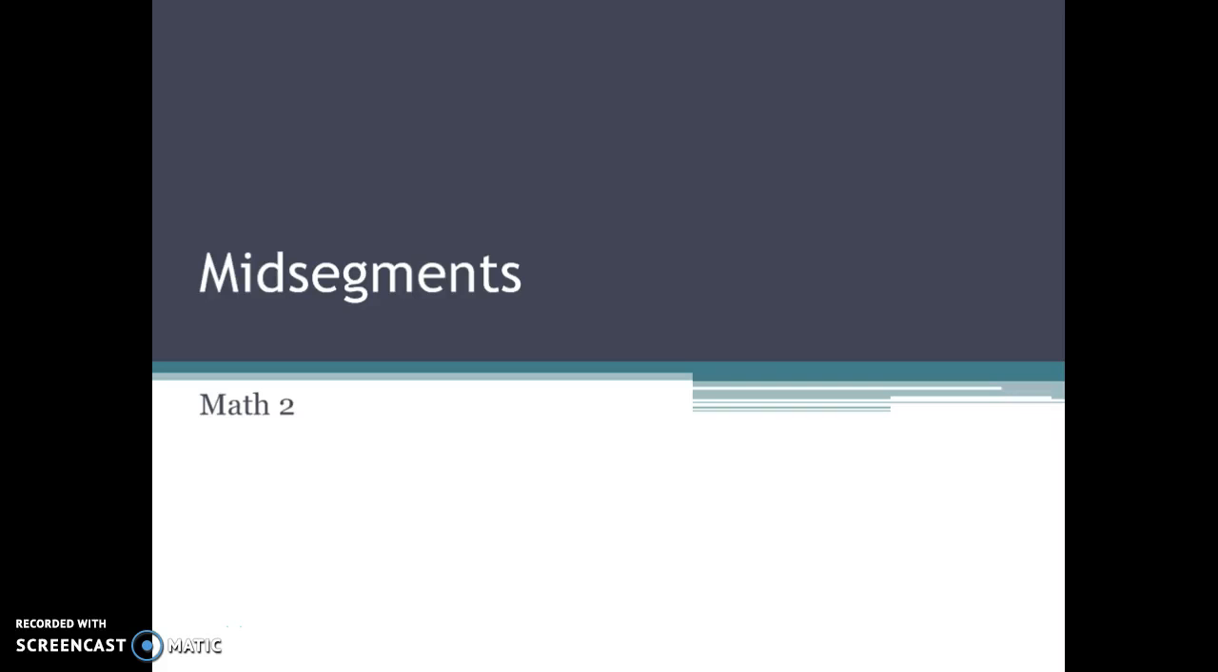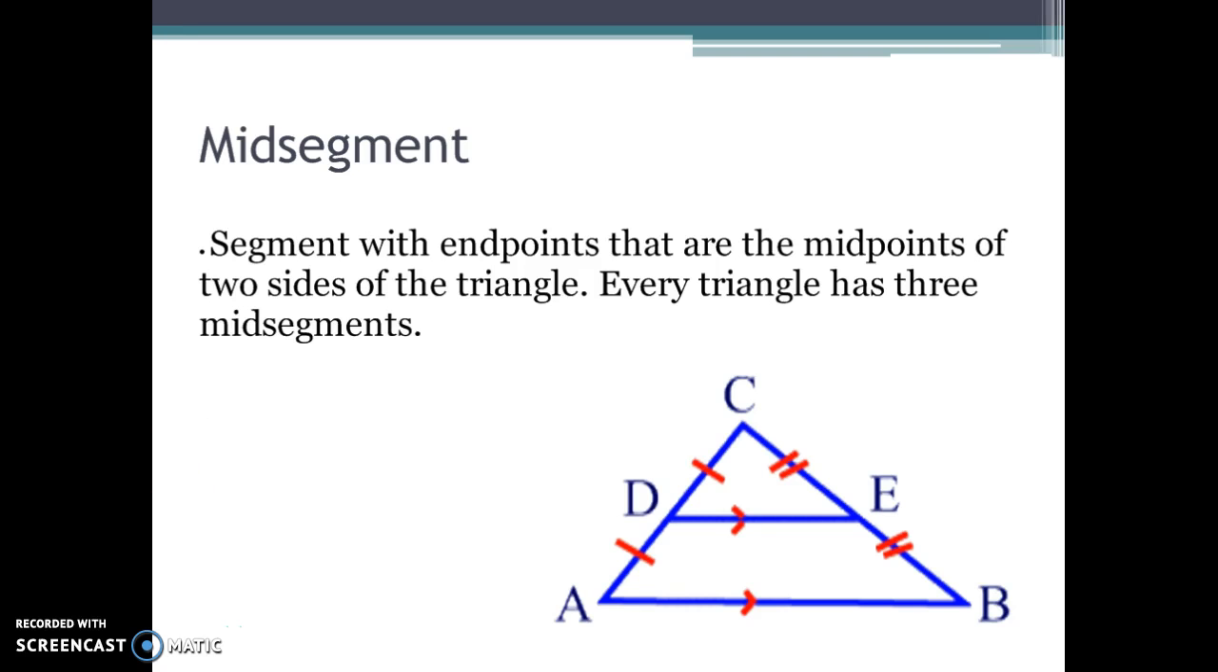For this video, we're going to keep with our triangles content, but now we're going to talk about midsegments. So what is a midsegment? It's a segment with endpoints that are the midpoints of two sides of the triangle. Every triangle has three midsegments. So to remember midsegments, it connects midpoint to midpoint. Right? A midsegment connects midpoint to midpoint.